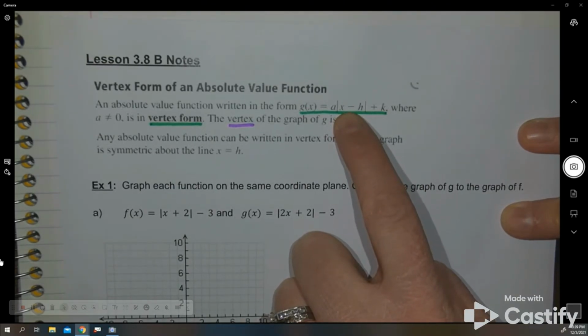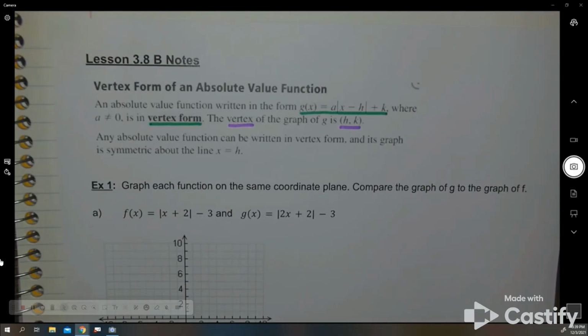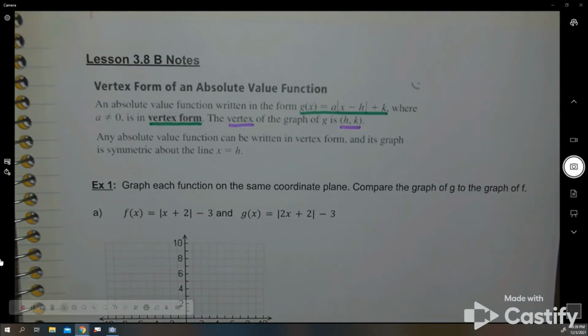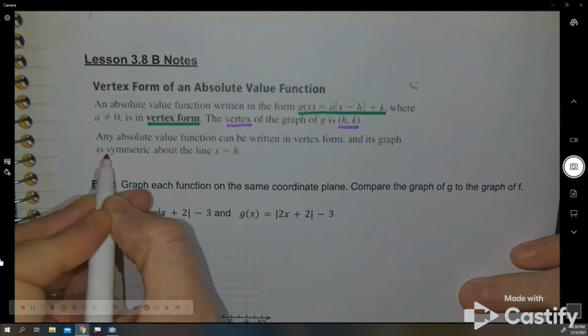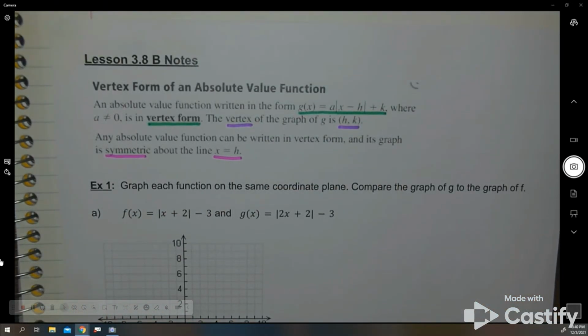Inside the absolute value is the opposite of what it looks like. So that vertex for this would be (h, k). The other thing to notice is that when your function is written in vertex form, then the line of symmetry is the line x equals h. So remember from previous lessons, x equals a number means it's a vertical line, vertical through the number h, whatever that may be for the function you're working on at the time.